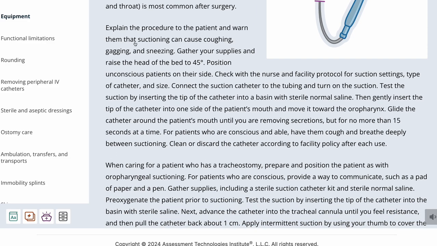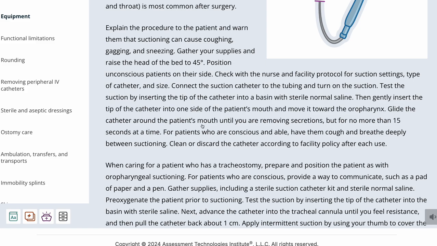Explain the procedure to the patient and warn them that suctioning them could cause them to cough. It could cause them to gag. It may even cause them to sneeze, but they need to be prepared because they're not going to be able to get it out themselves. Again, the head of the bed needs to be high, or if they're unconscious, they do what? On the side, laterally. Very good. Connect the suction catheter to the suction, and you always test the suction by maybe sticking the tip into a little bit of normal saline to see if it sucks it up, and if it sucks it up, you know it's working, and then you can start using it on the patient.